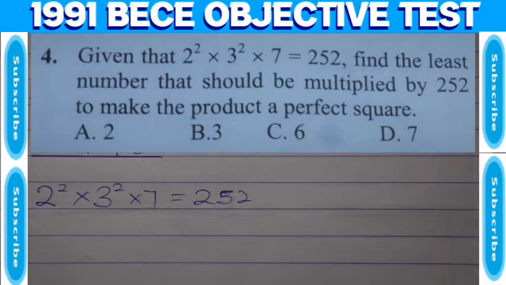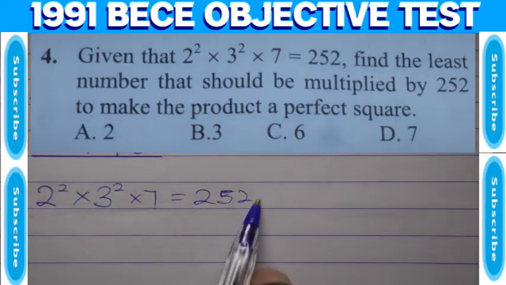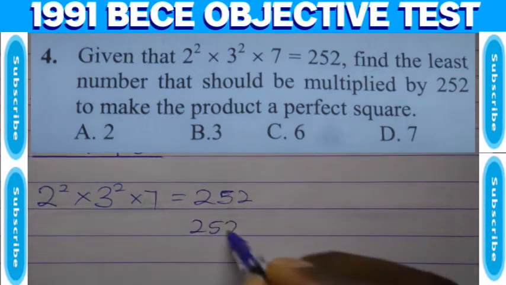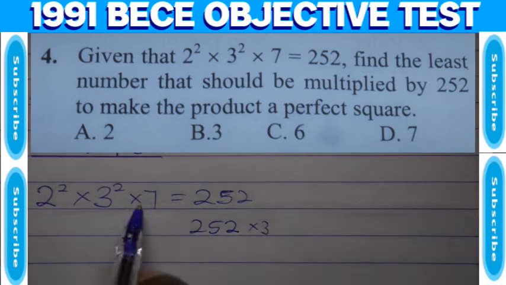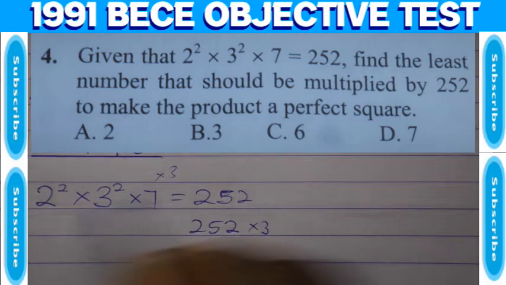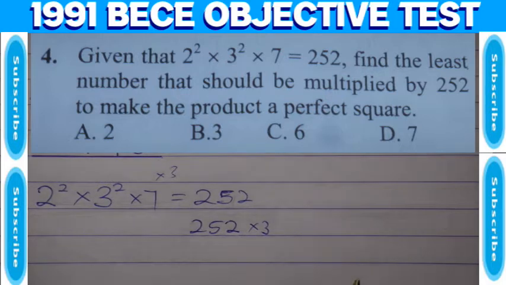They gave options over here. We have 2, 3, 6, 7. But to make it a perfect square, let's try multiplying it by the other numbers, such as 2, 3, 6, and 7. Let me begin with 3. All right. So it means that if we are going to get a perfect square, we need to multiply this by 3. All right. So 252 multiplied by 3. So we are multiplying by 3 in addition to this. Let's see what we are going to get.